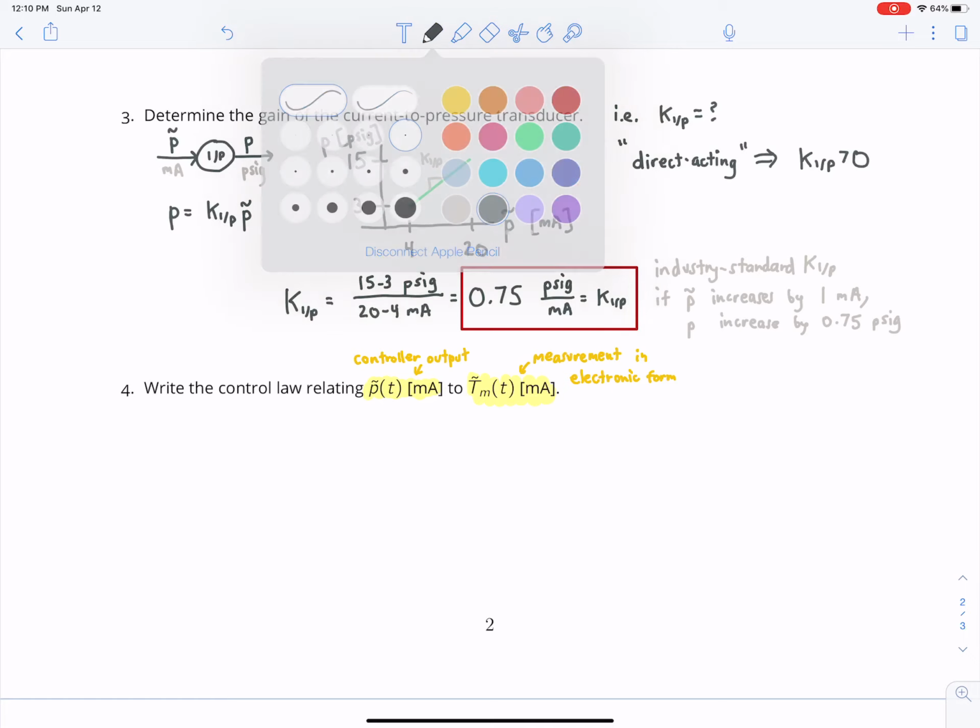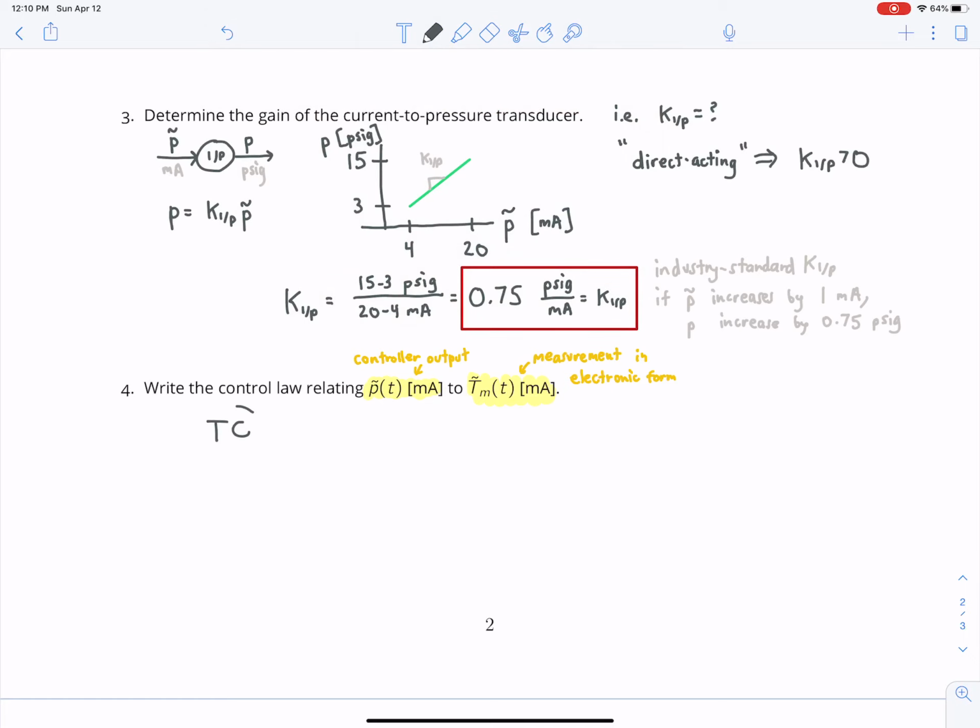So again, we'll write our temperature controller. Temperature controller. It takes as input Tm. Oh, whoops. It actually takes as input error. Sorry. Error, and this is in a milliamp signal. And it outputs another milliamp signal, which is a representation of the pressure. So we make it P tilde.